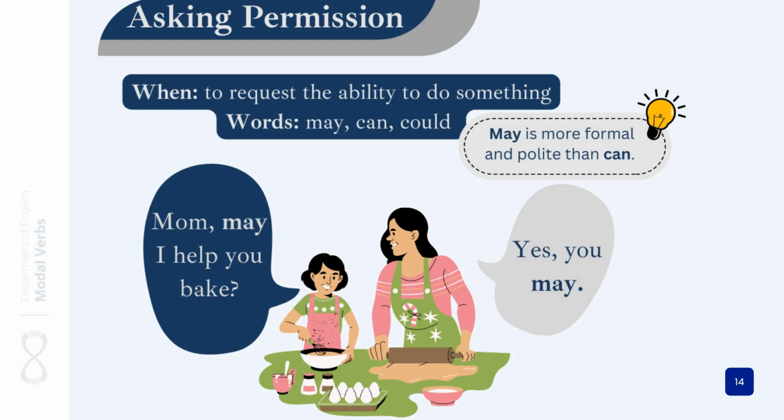So, for example, this girl wants to help her mom bake, so she says, "Mom, may I help you bake?" And her mom answers, "Yes, you may." She could also say, "Mom, can I help you bake?" But can also refers to ability. So we could say, well, yes, you can bake, but no, you may not. So to be clear and to be more polite, we usually try to use may in these kinds of sentences.